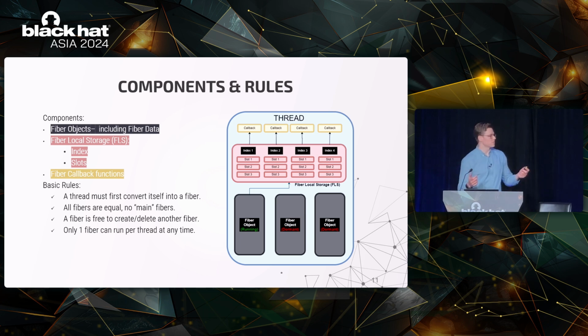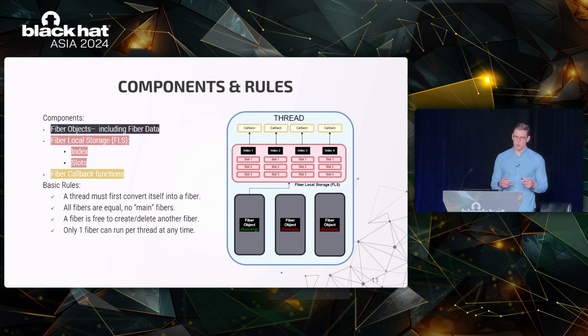Some basic rules about using a fiber. To first use a fiber, you need to convert your thread to a fiber. There's no main fiber. Every fiber is considered equal, so it's very egalitarian. Any fiber is free to create or delete another fiber, but crucially, only one fiber can run per thread at any one time.